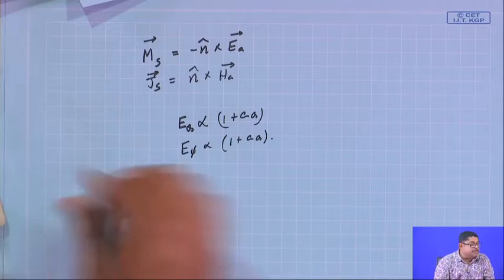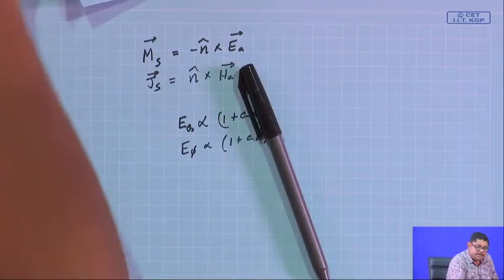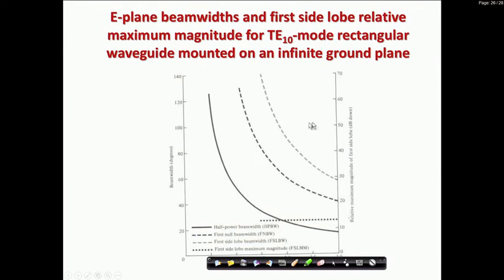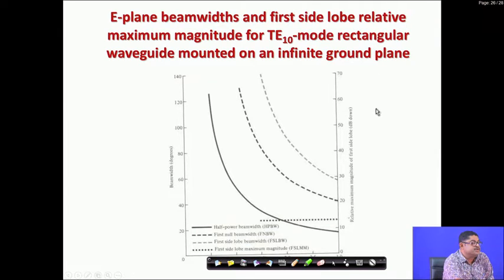Okay. So, I can show you some things. This is the field pattern of a rectangular waveguide mounted on an infinite ground plane. A is 3 lambda, B is 2 lambda. So, you see this is the thing. If you compare, already you will see the planes. This is the first side lobe relative maximum magnitude for this. Here you will see the half power beam width, how it is varying.